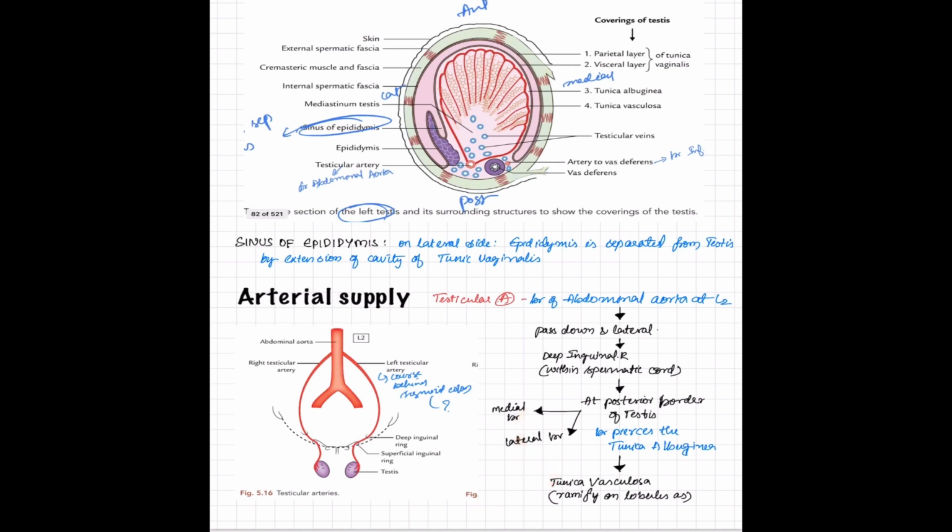Then it will form the tunica vasculosa. That will ramify on the lobules, meaning it is forming, right? This is ramifying on the lobules.